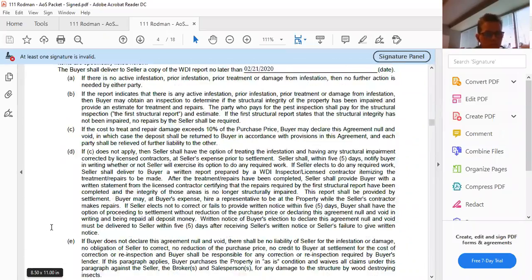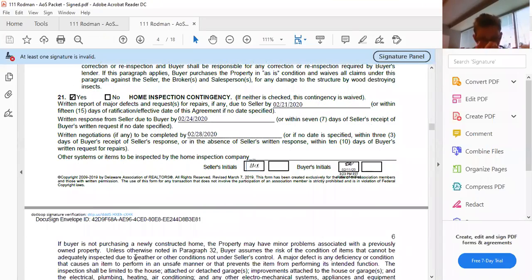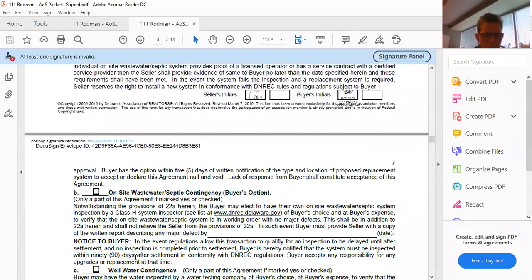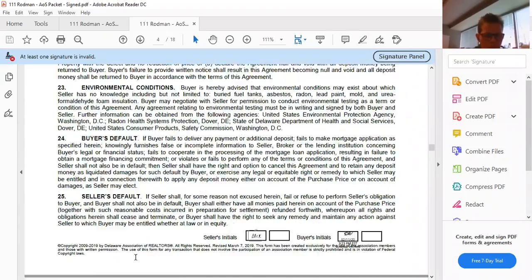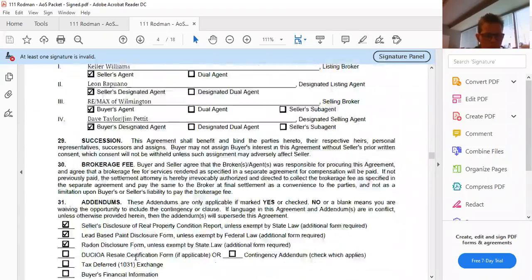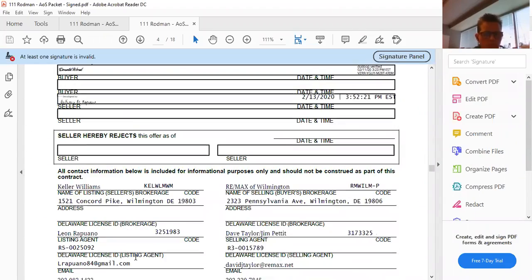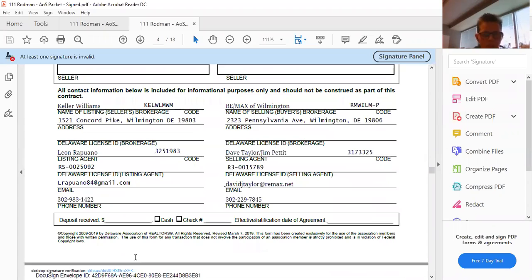We left the home inspection dates alone. Like I said, I just want to cruise through real quick. So there's a couple of the changes. I left that alone. And then in the bottom, I filled in a lot of the information, just because I wanted that information there.